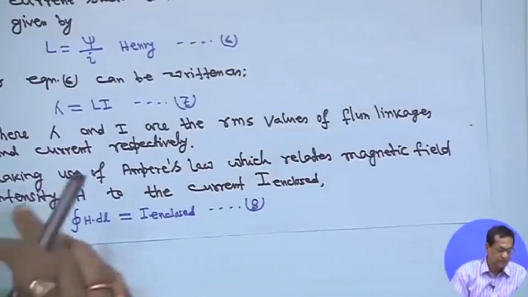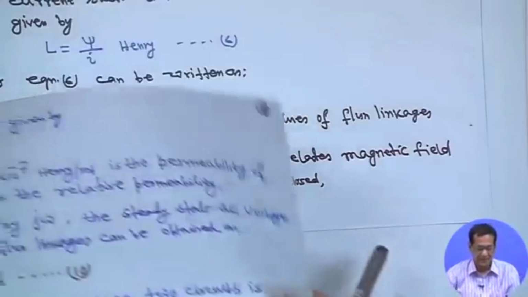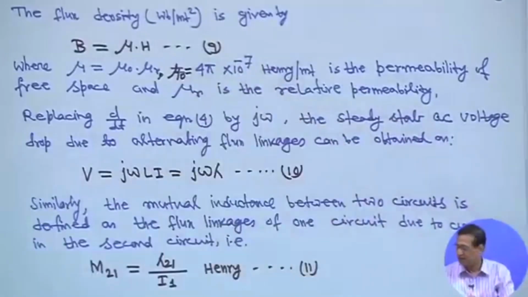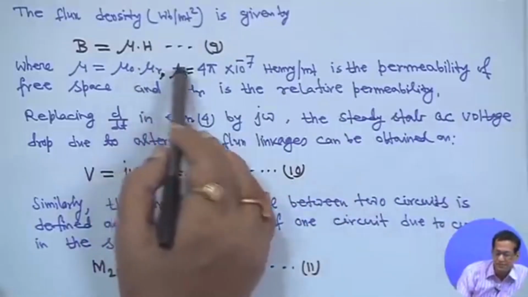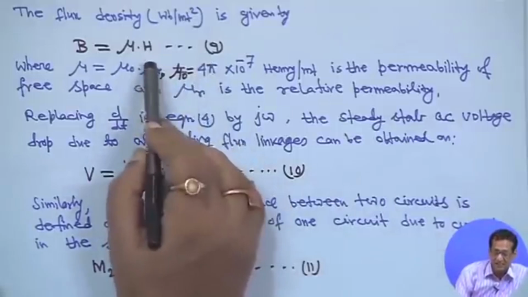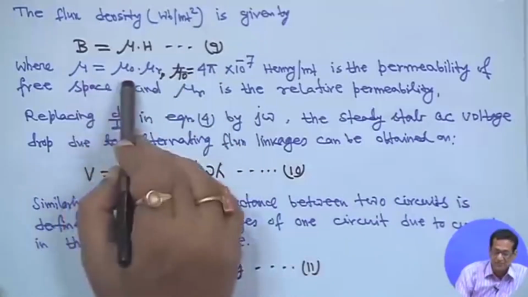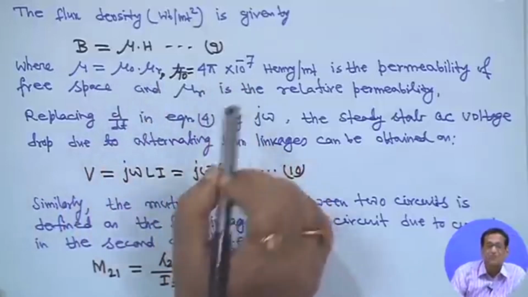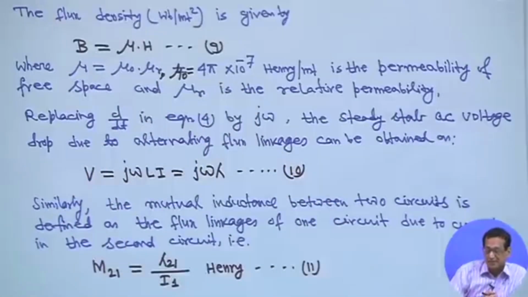Now, the flux density, in Weber per meter square, is given by B is equal to mu into H, that you know. This is equation 9, where mu is equal to mu 0 into mu r, and mu 0 is equal to 4 pi into 10 to the power minus 7 Henry per meter, the permeability of free space, and mu r is the relative permeability.